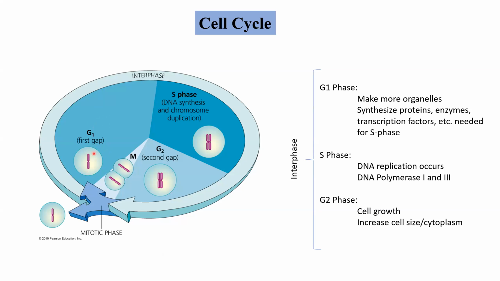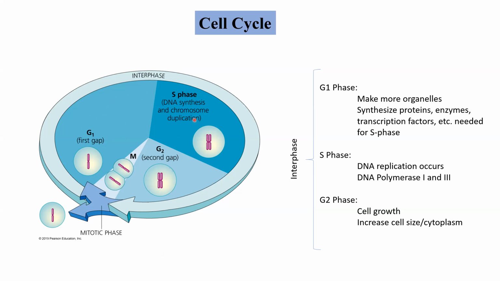So it has to make more organelles first off, like it has to essentially double the amount of mitochondria it has, so that each cell here has the exact same mitochondria, the exact same Golgi apparatus, the exact same ribosomes, etc. So the first thing that's going to happen in this first growth phase is that you're going to make more organelles. You're also going to start synthesizing proteins, enzymes, transcription factors, etc. that are going to be needed in this S phase over here. So once that's all done, you progress to the S phase.